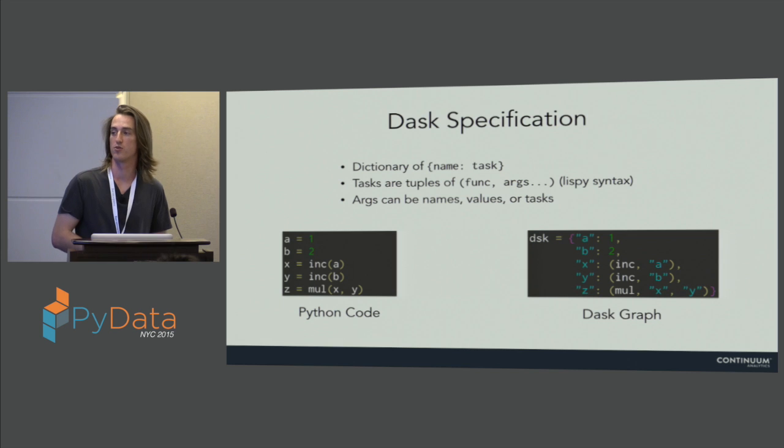So on the left here, we have some normal Python code. So setting a equals 1, b equals 2. We'll do some incrementing on each and then multiply the results together. And on the right, we have the corresponding Dask graph for the exact same operation. And so you can see they look fairly similar enough. It's just a slight rewriting.